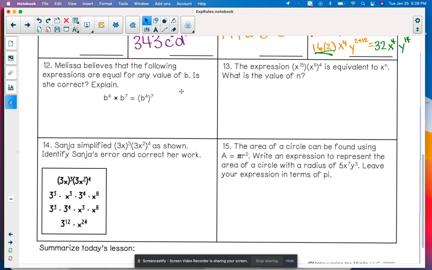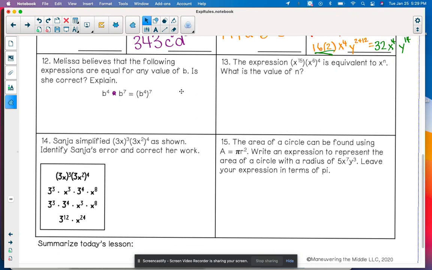All right, so for these two problems right here, I see that there is multiplication, which is technically a product. So I know that technically I need to be adding these two together, which is not the same as multiplication. Because if I added them together, we get b to the 11th. And if we multiplied, we would get b to the 28th, which is not equal. So no, Melissa is not correct.